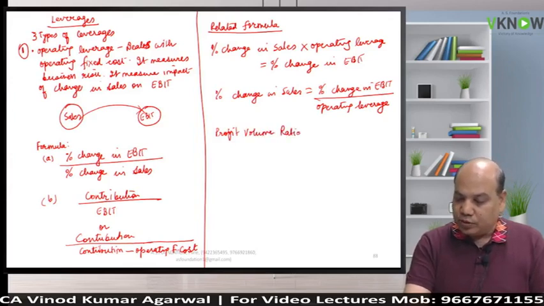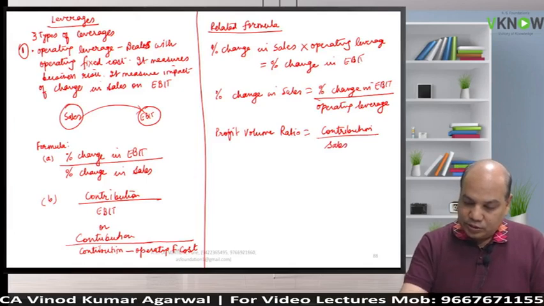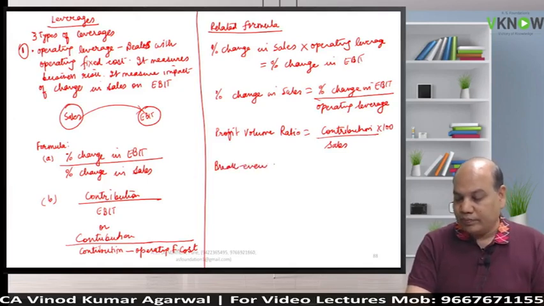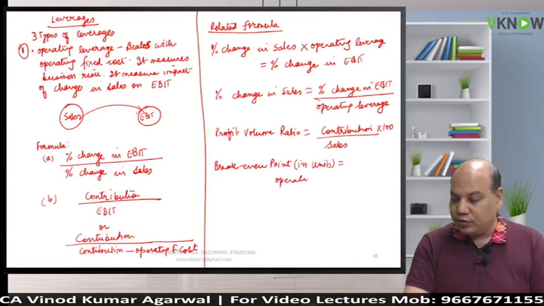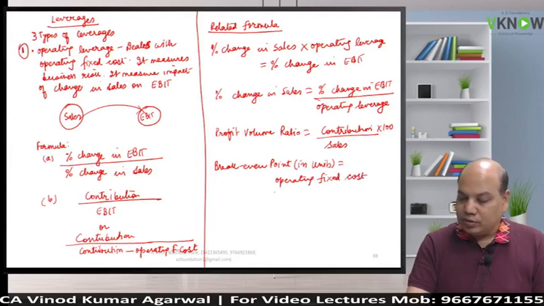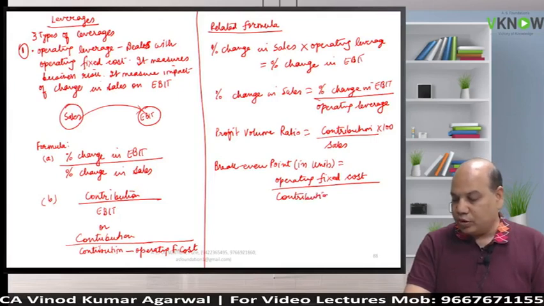Profit volume ratio formula is contribution upon sales into 100. Then we have break even point. Break even point in units is equal to operating fixed cost divided by contribution per unit.